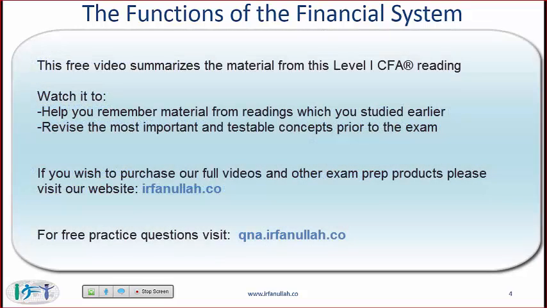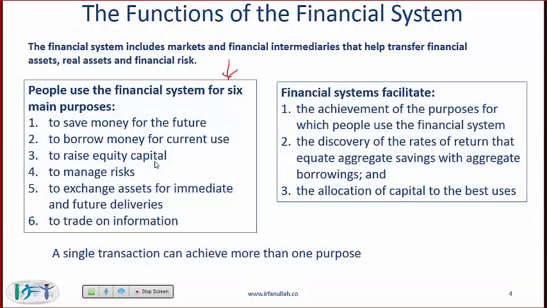The financial system includes markets and financial intermediaries that help transfer financial assets, real assets, and financial risk. From an exam perspective, you need to know the following. People use the financial system for 6 main purposes: to save money for the future, to borrow money for current use, to raise capital, this is especially in the context of companies, to manage risk, and we learn how derivatives are used to do this, to exchange assets for immediate and future deliveries, and to trade on information.